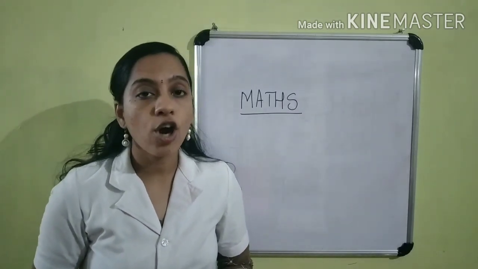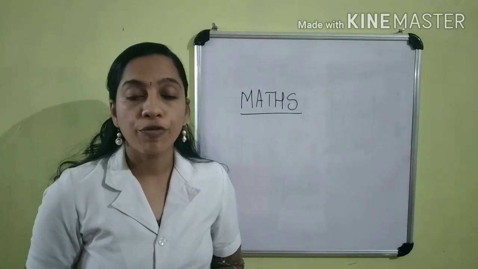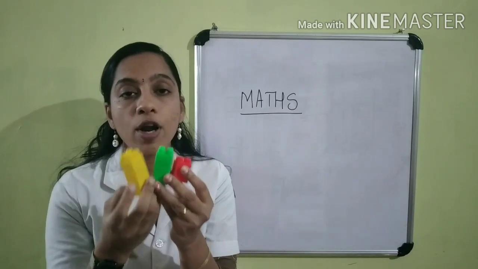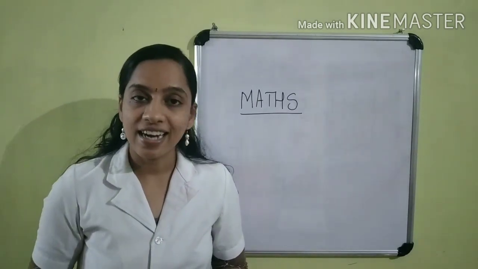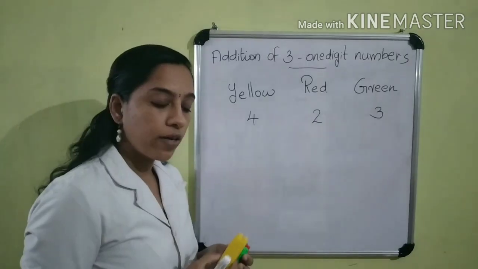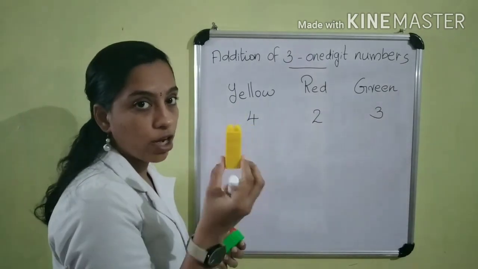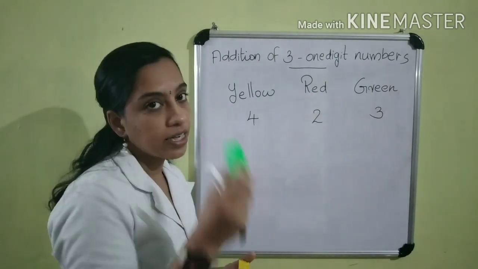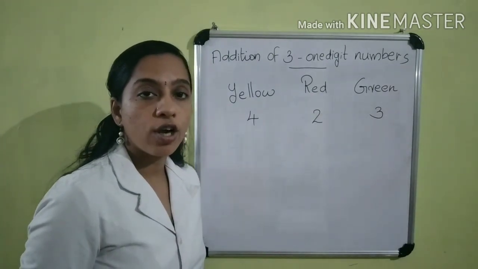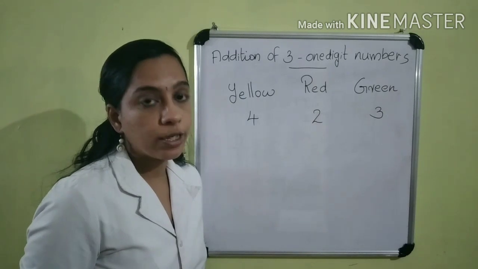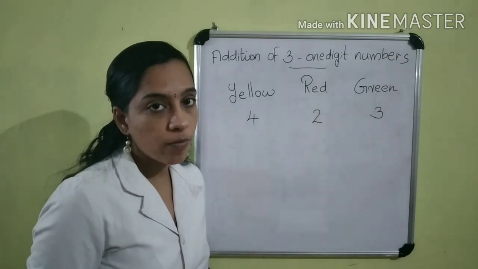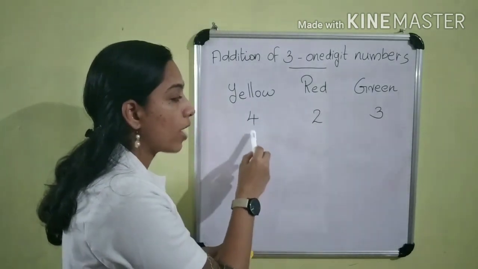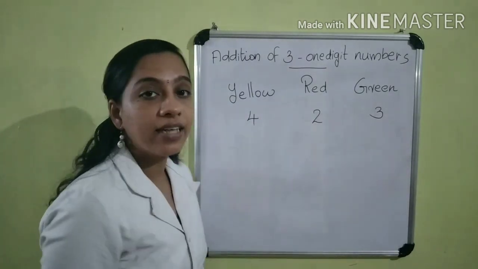How do you find out the total number? Yes, to find the total number of blocks, we have to add the number of blocks. Let us learn how to add these numbers. Here we have 4 yellow blocks, 2 red blocks and 3 green blocks. To find the total number of blocks, we have to add these three numbers. That is, we have to add 4, 2 and 3.